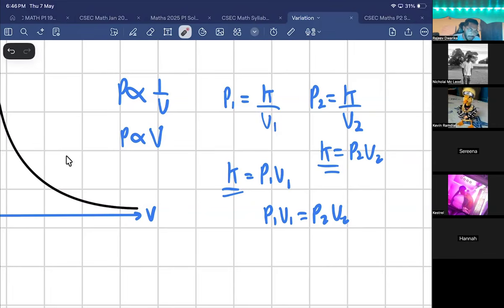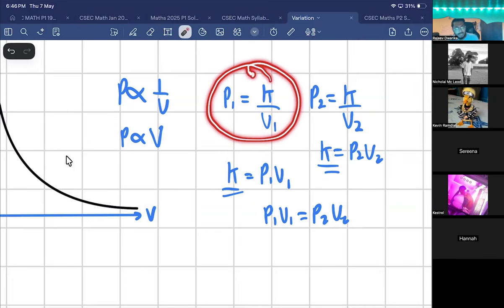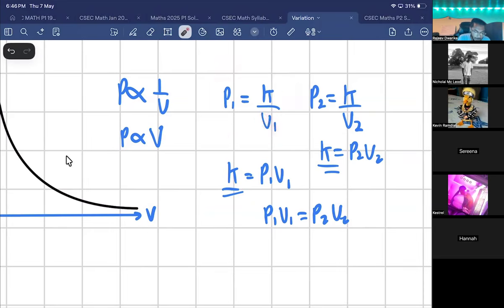And so if you were to make K the subject of the formula here, how would you do that? One of the physics people, tell me. What do I do on both sides to make K the subject of the formula? Multiply by V1. Yeah, so you'll cancel off now. And so K will be equal to P1 V1. And remind me, is K different for both of them or is K the same? It would be the same. Exactly. K is a constant of proportionality that never changes.